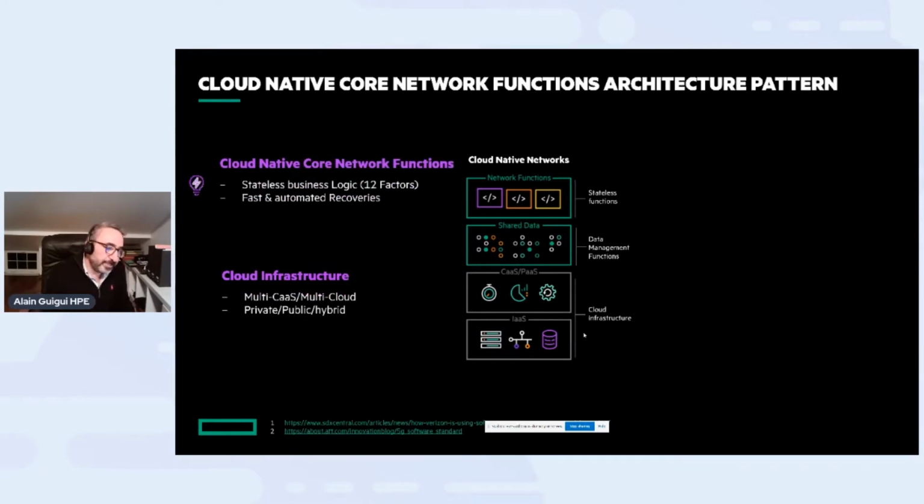This core network is composed of those functions I did explain actually. But the big transformation here is that if we look at 4G design, those functions have been designed monolithic. They pretty much all embed their own database. Okay, they are monoliths, and so they are hard to scale, they are hard to operate.